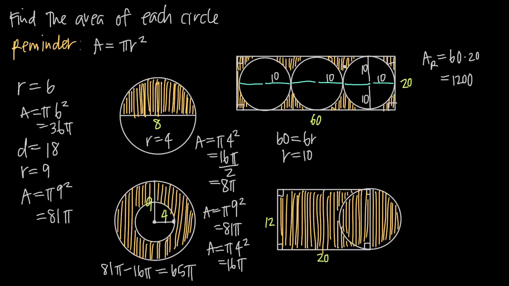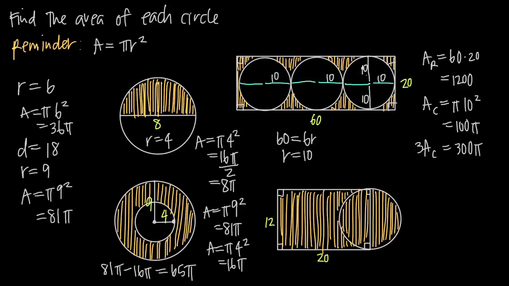So the area of the entire rectangle is 1,200, but now I need to subtract out the area of all three of my circles. So let's go ahead and find the area of one circle and then multiply it by 3 to get the total area of all three circles. So the area of one circle is going to be pi times the radius squared. Well, the radius is 10, so I'm going to get 10 squared, and then I'm going to get 100 pi. If I want the area of all three circles, I'm going to multiply both sides by 3, and I'm going to get 300 pi for the area of all three circles.